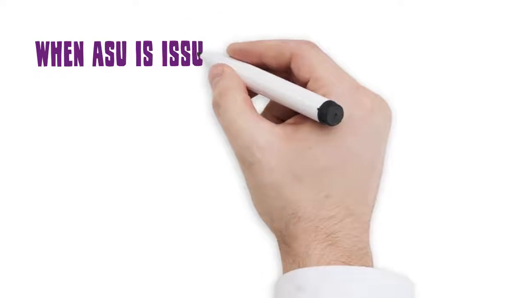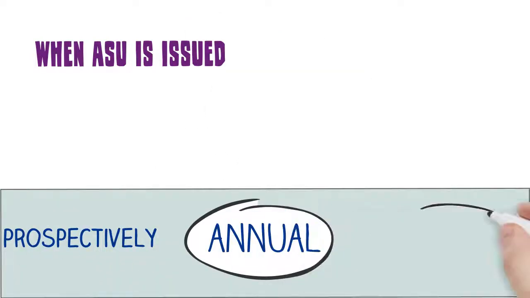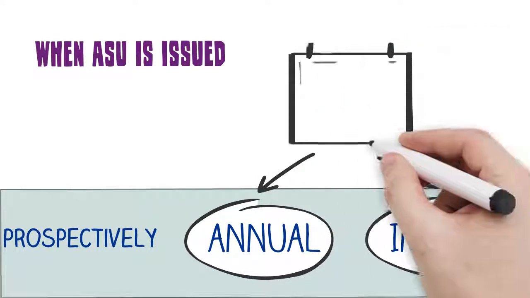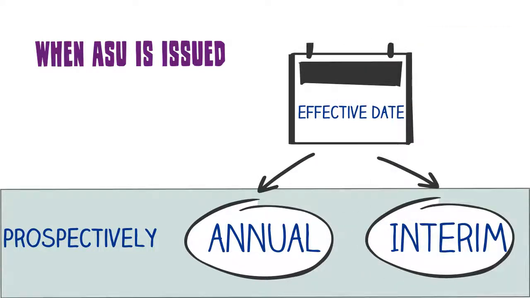Finally, in terms of implementation, once issued as a final ASU, the standard would be applied prospectively for annual and interim periods beginning after the effective date. The board will determine the effective date after it evaluates stakeholder feedback.